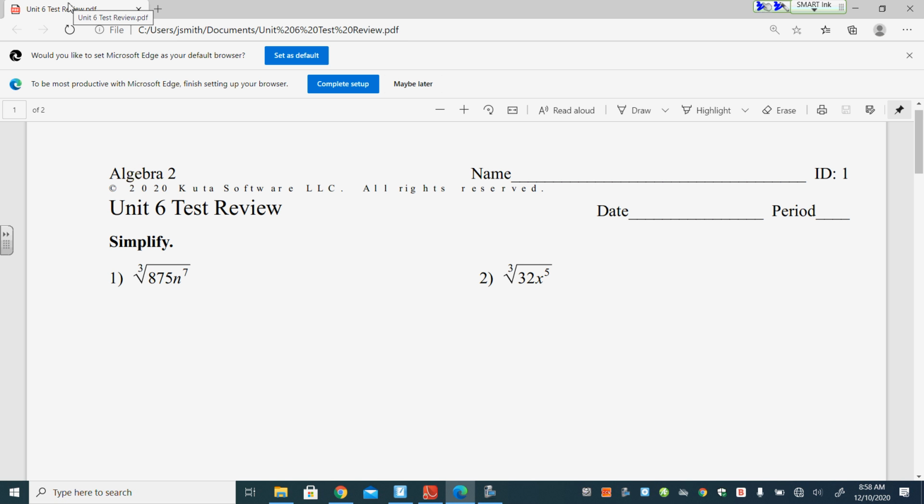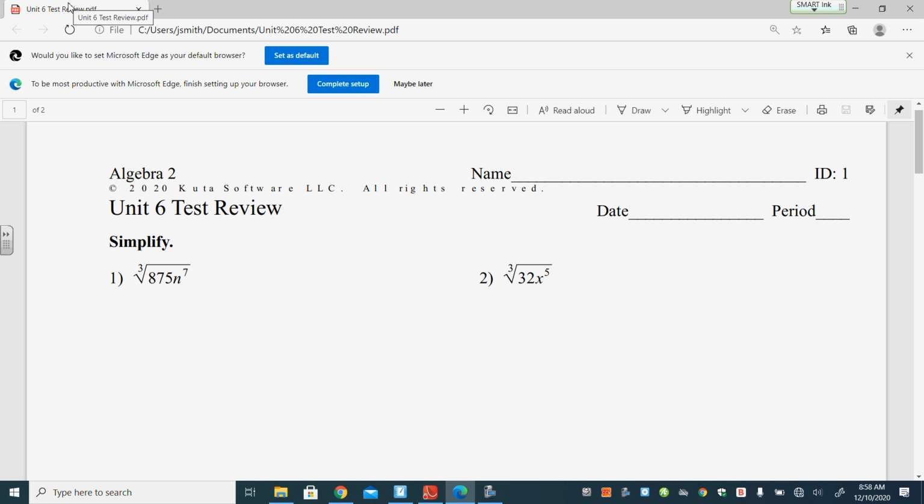All right, so looking at problems like this, if I have the cube root of 875 to the 7th, your first thing you want to do is try to see if you can take the cube root of 875. Now, I know a lot of you don't have calculators, so I'm going to do a lot of this in Desmos.